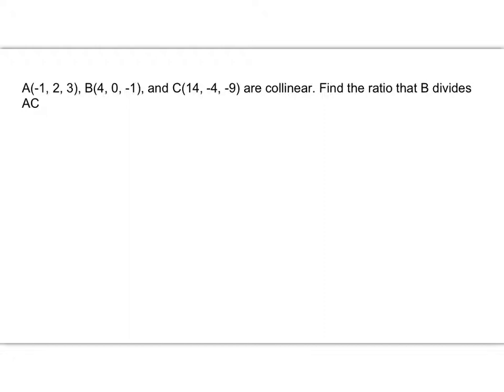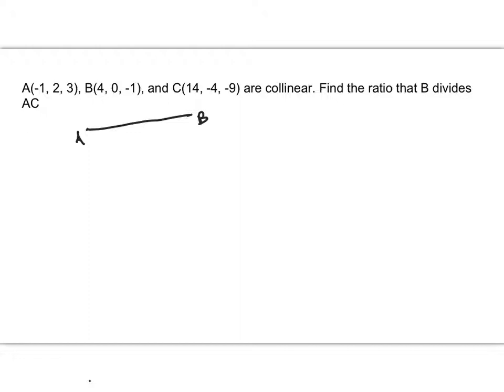We have points A, B, and C, and we know that they're collinear. And we want to find the ratio that B divides A and C. Well, first of all, collinear, if I draw a picture of that, looks like this. They're in one line. It's a three-dimensional line. It's not flat, so this could go off into space somewhere, but it's a straight line.